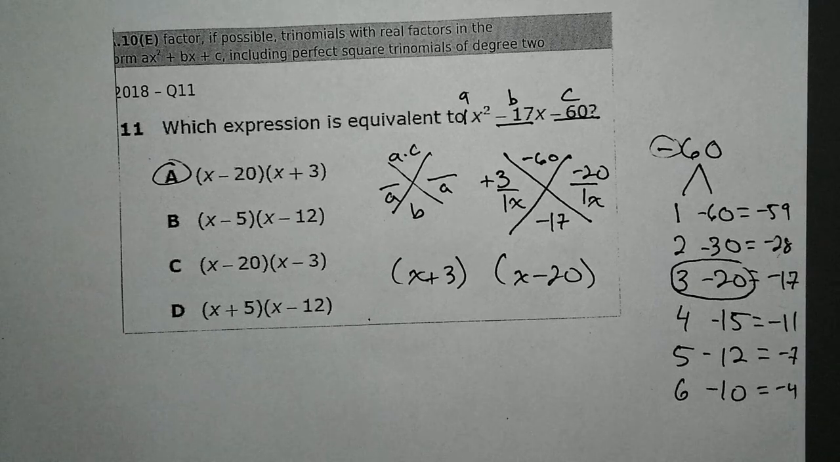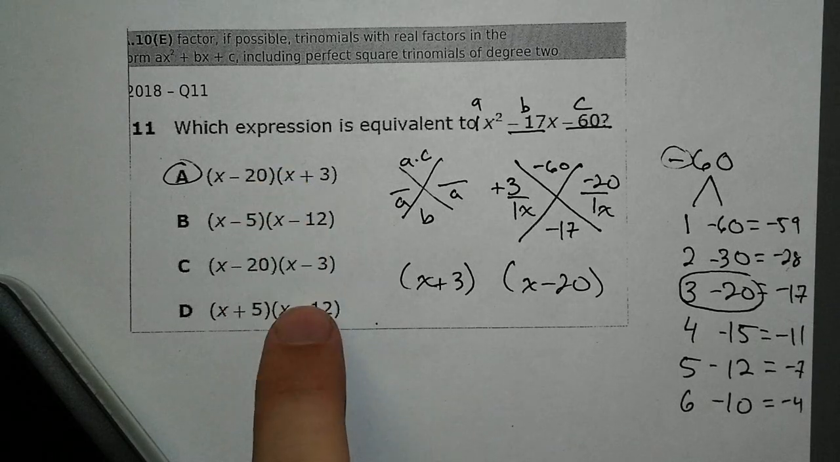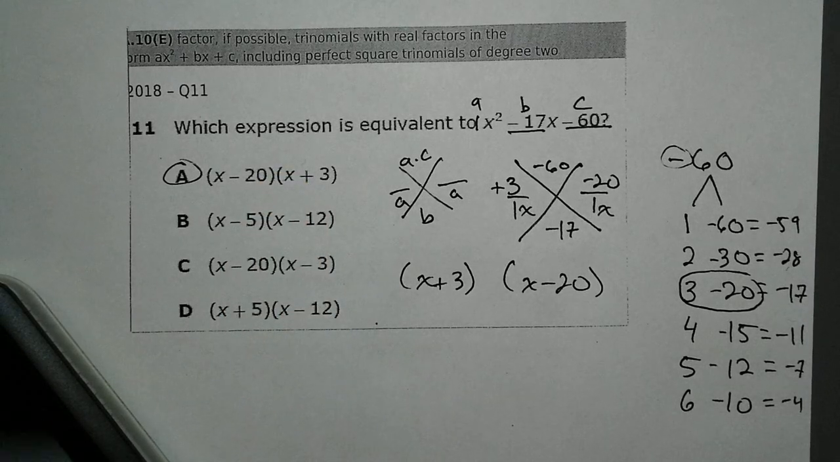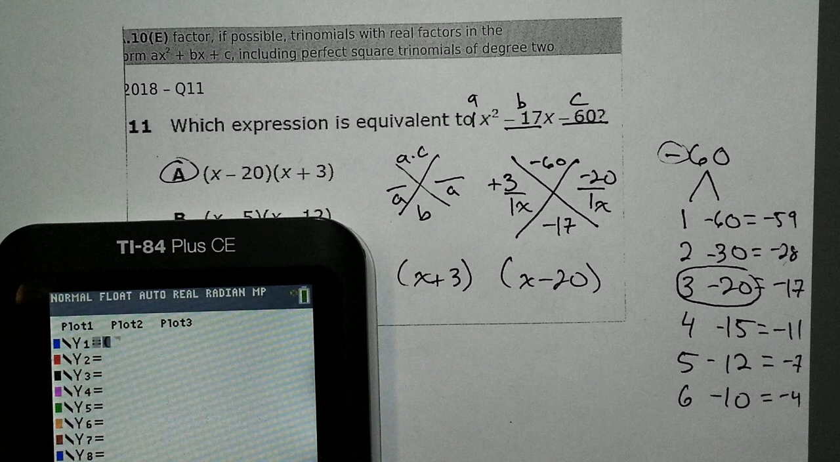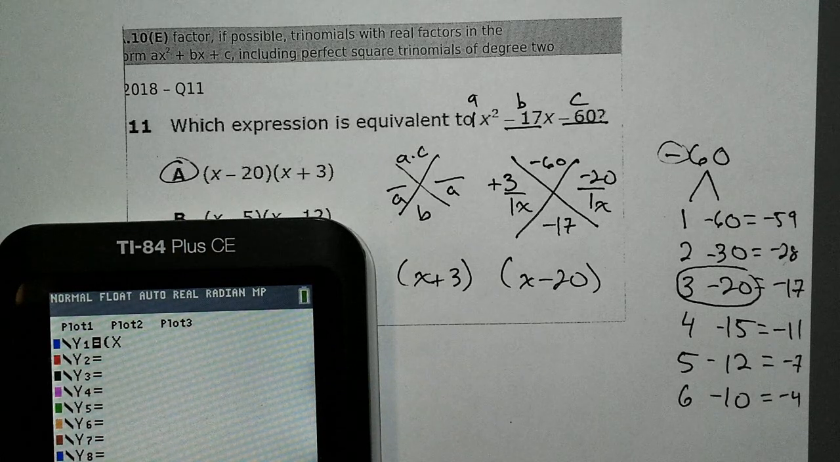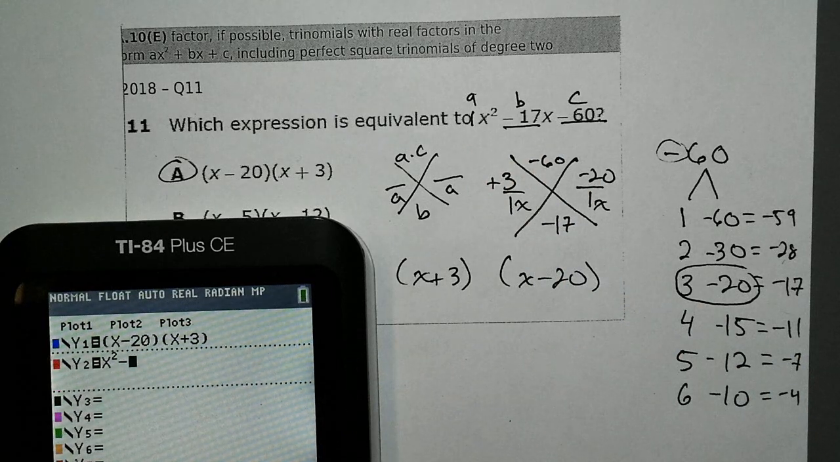Now, I'm going to show you an alternate method if you're really struggling with this x method. Since each of these had both factors written out, we can put this in our calculator. So I'm going to go to my y equals, and I'm just going to type in my factors as parentheses x minus 20, close parentheses, and parentheses x plus 3. I'm going to test the answer against my graph of this one. So x squared minus 17x minus 60.